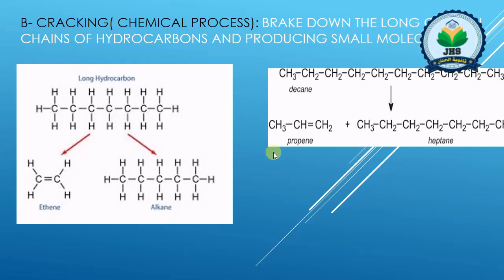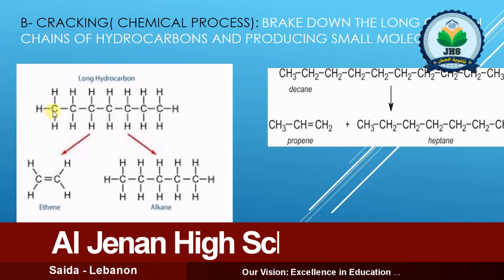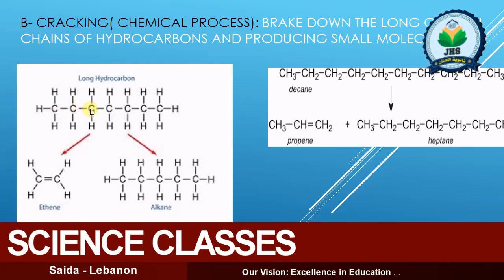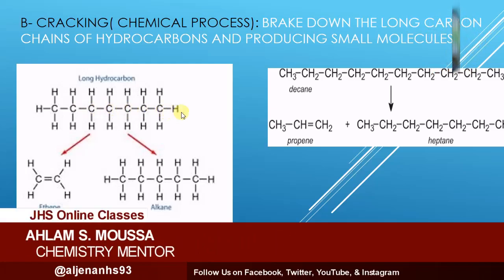Part B is cracking, the second part of refining of petroleum. Cracking is a chemical process which breaks down long hydrocarbons into smaller molecules. Here is an example of a long hydrocarbon, an alkane, which is saturated. Let's count the number of carbons: 1, 2, 3, 4, 5, 6, 7. Seven carbons, which is heptane, a saturated long hydrocarbon.